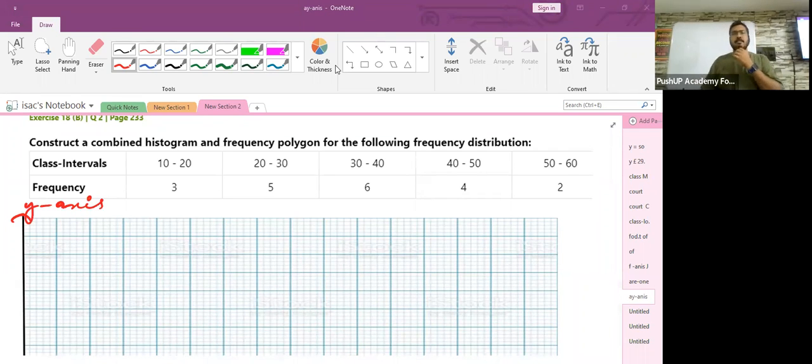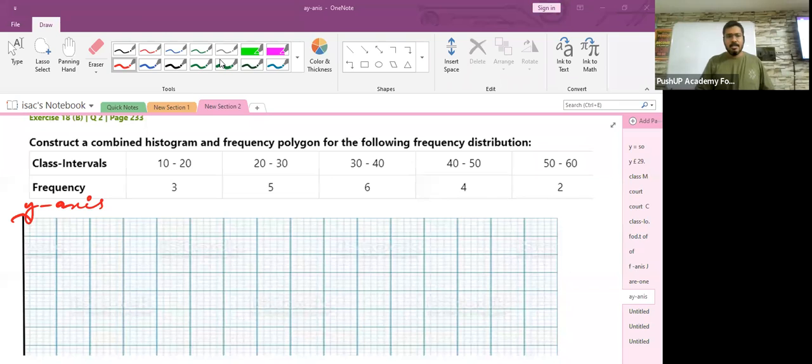Now, pay attention. I'm going to explain how to draw the histogram. Children, the very first thing, class intervals. The class intervals have to be shown on the x-axis. You remember, children, I taught you a general rule yesterday that the class intervals are supposed to be shown always on the x-axis. All right.